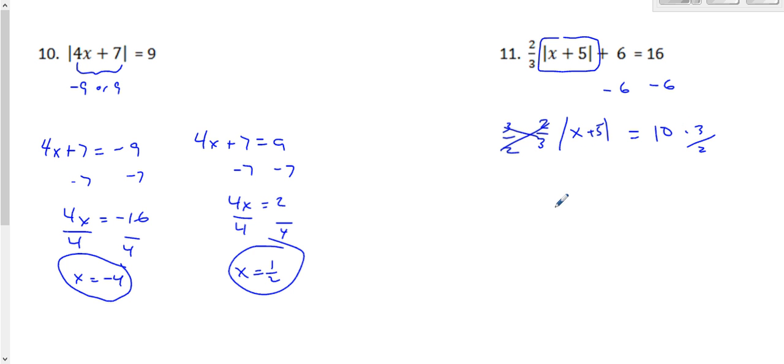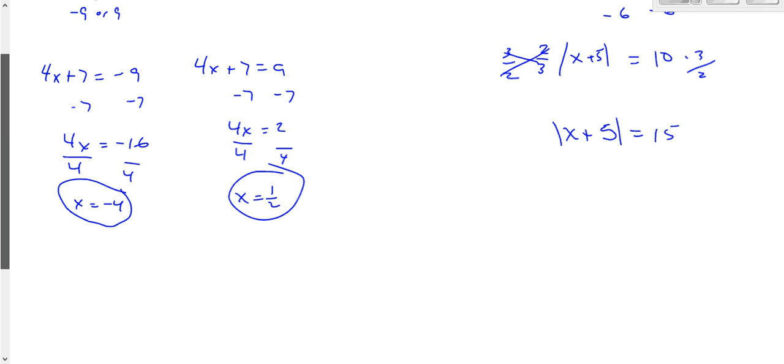Over on the right-hand side, you will get 10 times 3, which is 30. Divide that by 2 to get 15. Now that we have the absolute value by itself, we can split it up just like we did with number 10. So we're going to set x plus 5 equal to the positive 15 and also to the negative 15. Subtract the 5, you get x equals 20.